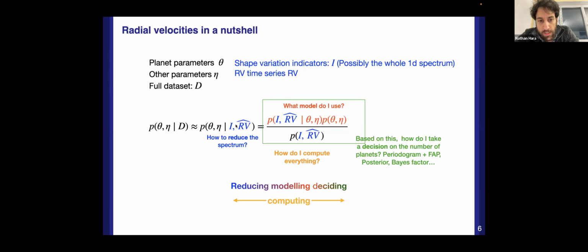So now you can expand this posterior distribution with the Bayes formula, and then you have a likelihood and a prior distribution. And determining what is the likelihood, what is the prior, this is the modeling problem. So this is where we are going to put our Keplerian equations, our Gaussian processes, our offsets, trends, and so on. And based on everything that you've computed, you want to take a decision on the number of planets. And for that, you're going to use a periodogram, a false alarm probability, or a Bayes factor, or other metrics. And for all these steps, there is also something very important that you need to take into account, the numerical method, because you want the numerical method to retrieve exactly what you think it retrieves.